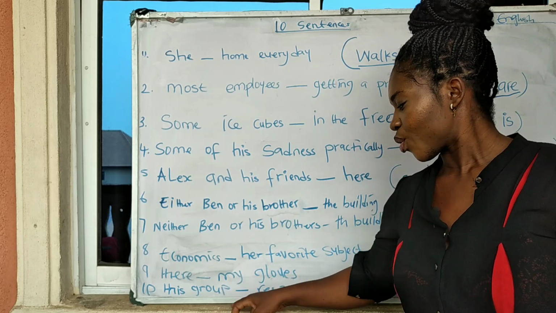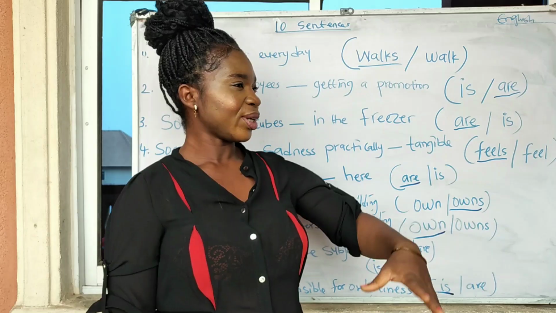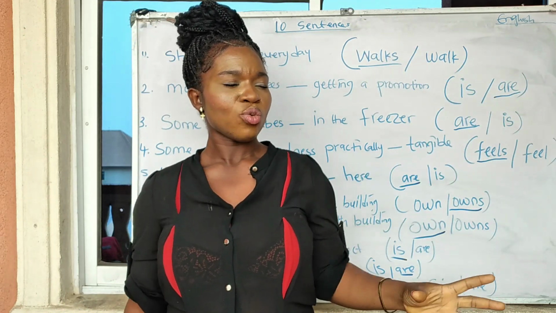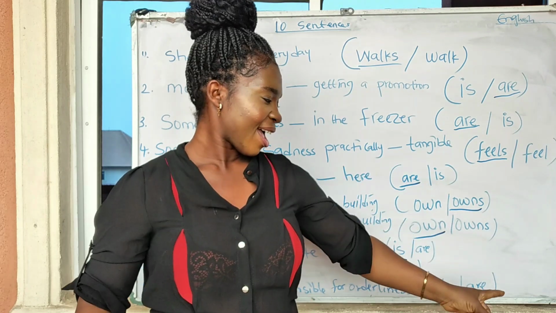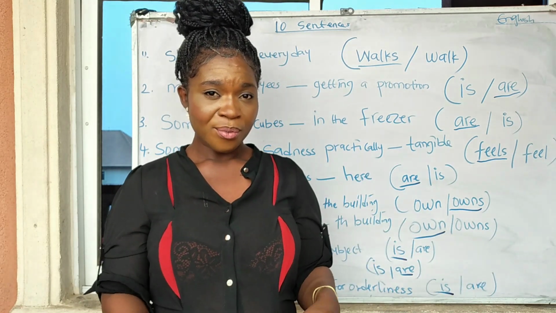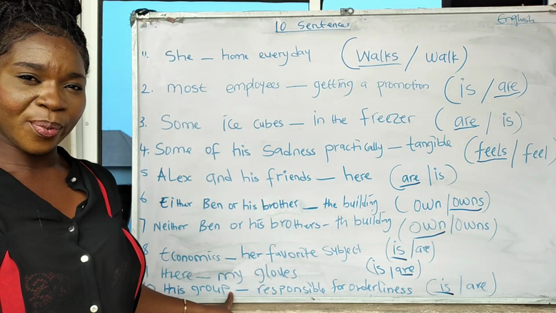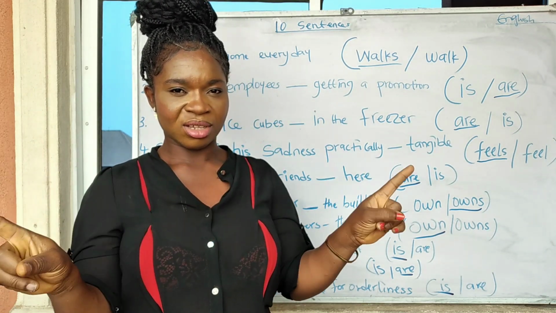So we have this group is responsible for orderliness. You can create a group and say this group is, this group is. So when you now add groups, it now becomes plural. But provided there is no S in the group here, it is termed a singular subject.